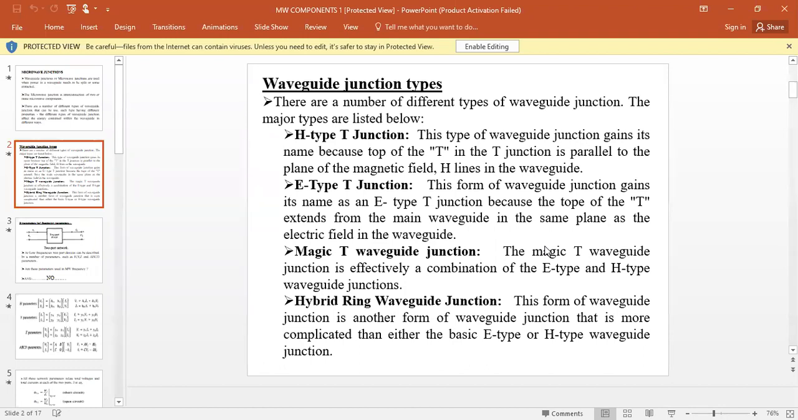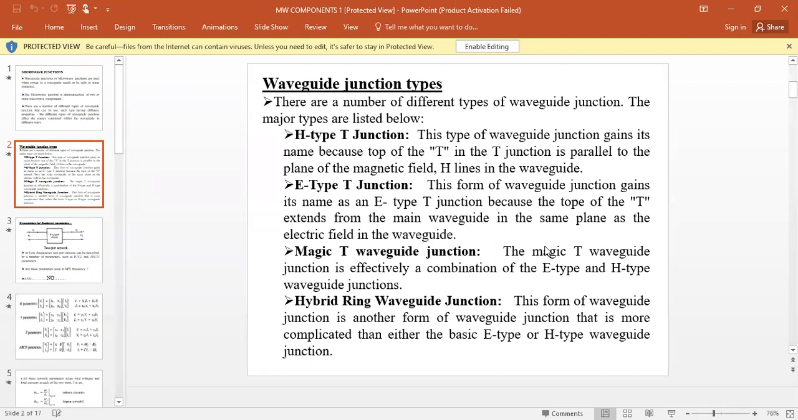And coming to the hybrid ring, the other name for it is the rat junction. So the waveguide rat junction, you have to write hybrid ring. This form of waveguide junction is another form of the waveguide junction. This is more complicated compared to the E plane and H plane and magnetic T because it is represented in a circular shape, but they will be supported for the E plane and H plane.